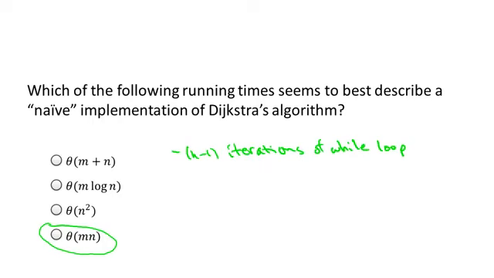There are n vertices. Initially, there's one vertex in X. So after n-1 iterations, we'll have sucked up all of the vertices. Now, what's the work done in each while loop? Well, basically, we do, naively, a linear scan through all of the edges.